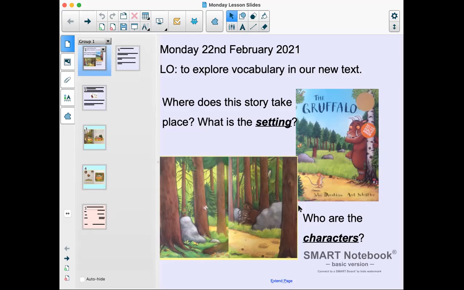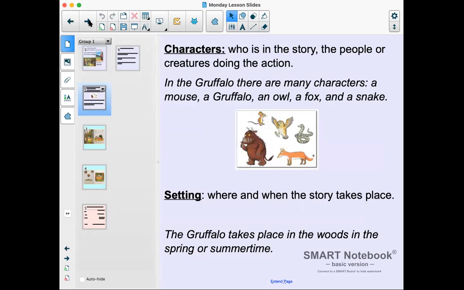So having a look at the pictures, can you tell me where does the story take place? What is the setting? So just pause the video and have a go at sharing that or writing it down. And then my second question is, who are the characters? So pause the video and have a go at answering who some of the characters are in the story.